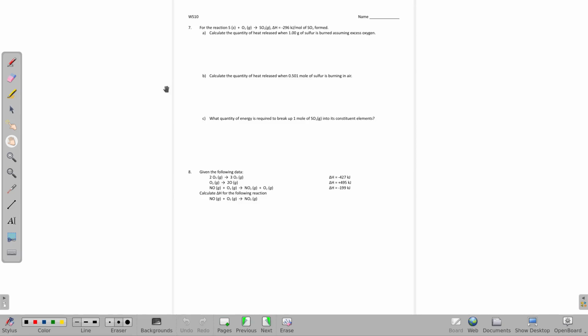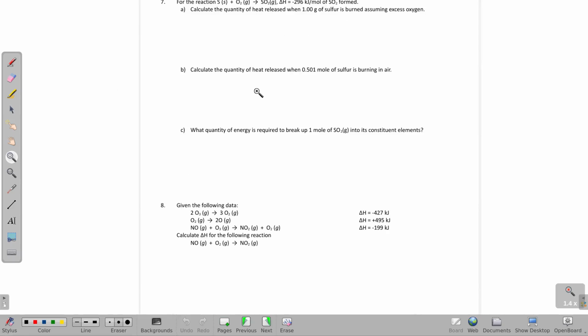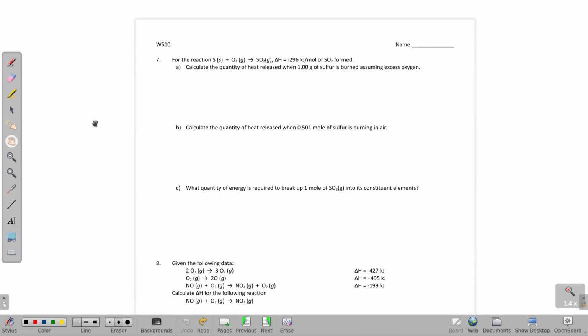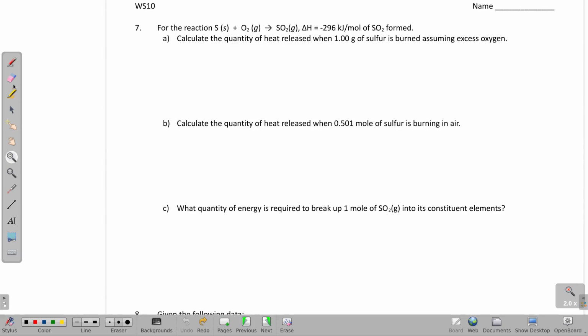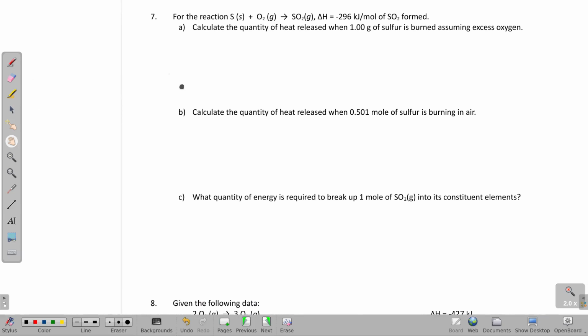All right, what's next? Oh, that's right, can't scroll down like that. All right, so number 7. It's actually got 3 parts to it. I think I'm going to make this so that it fits the entire screen. Just those 3 questions. All right, so for the reaction of sulfur reacting with oxygen to give SO2, we have a delta H of negative 296 kilojoules per mole.